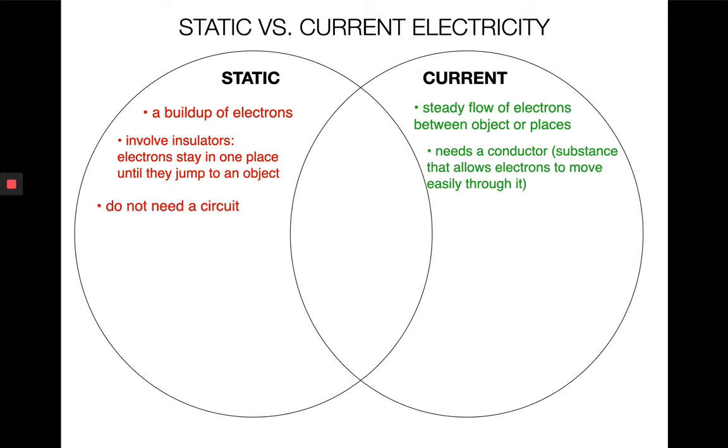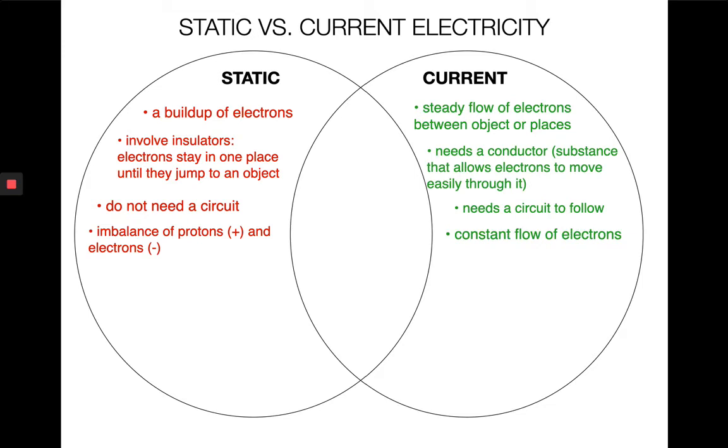For static electricity, we don't need a circuit. However, for current electricity, we do need a circuit to flow. Static electricity is a result of an imbalance of protons and electrons. Current electricity just has a constant flow of electrons. In static electricity, we have a charge that builds up on the surface of an object, and usually this is a result of friction.